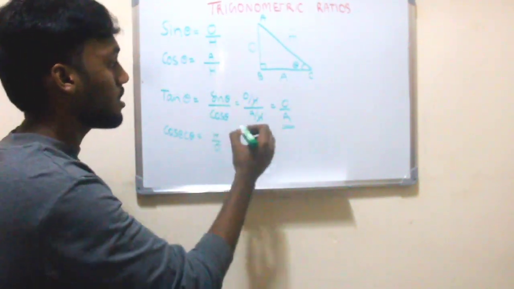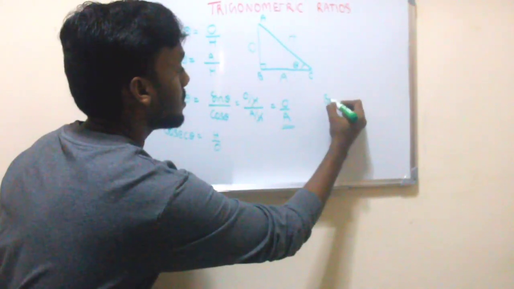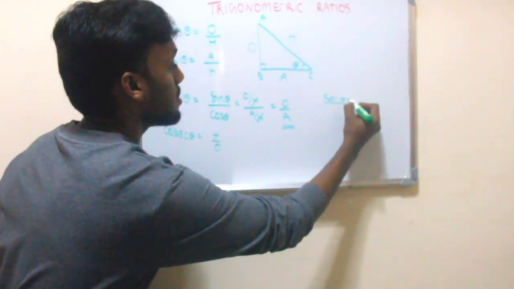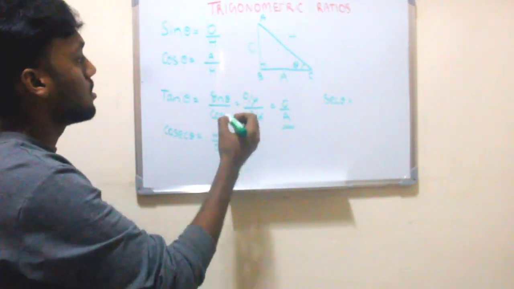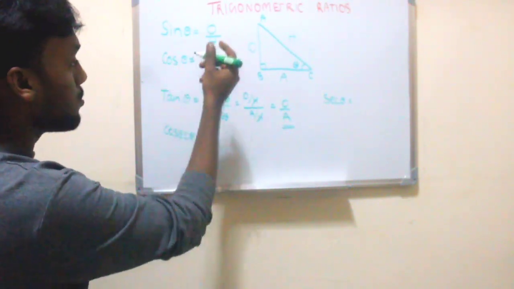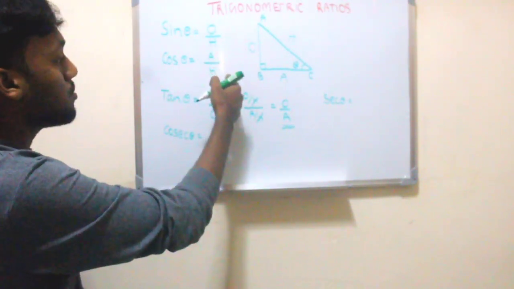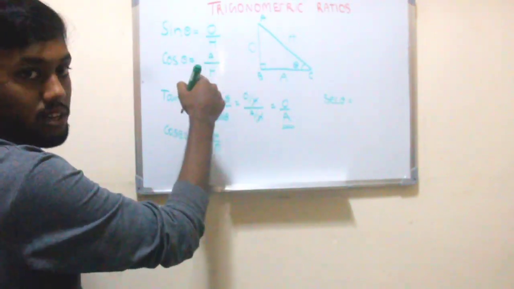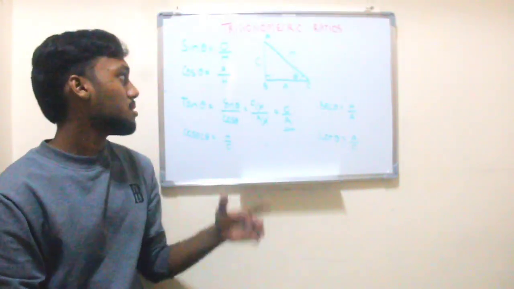Now what is sec theta? I am writing it here. Sec theta is nothing but the reciprocal of cos. So what will happen if you invert cos here? It will become a by h, which becomes h by a, right? So yes, let's summarize it for today.